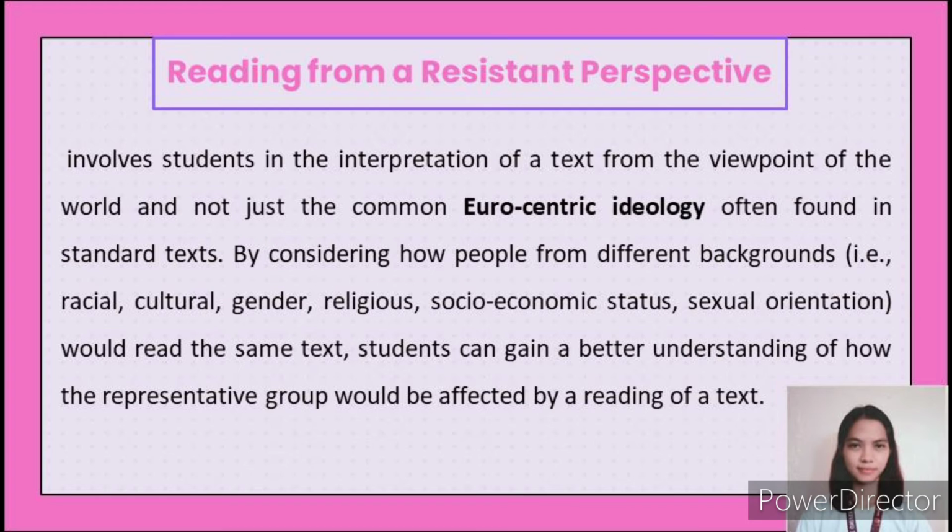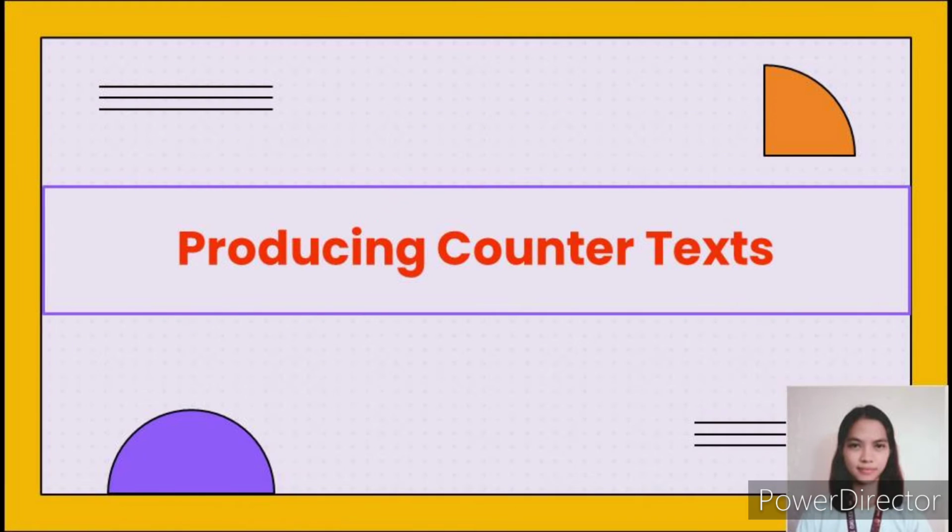a functional grammar or dialectical, or by critiquing the word choice of an author in a song or newspaper. In learning to read from a resistant perspective, students can confront certain stereotypes promoted by a text and deconstruct the meaning or value being privileged.